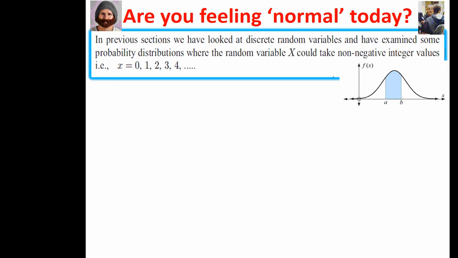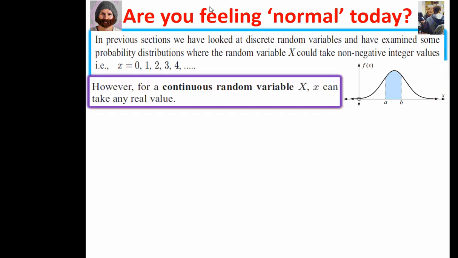Okay, so onto the normal distribution. Are you feeling normal today? In the previous sections, we have looked at discrete random variables. We have examined some probability distributions where the random variable x could take non-negative integer values, i.e. 0, 1, 2, 3, 4. That's what we mean by discrete random variables. It's not every value from 0 to 4. It's particular values like 0, 1, 2, 3, 4. That's something we've looked at in the past.